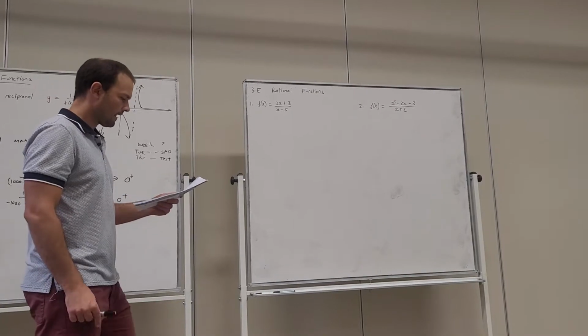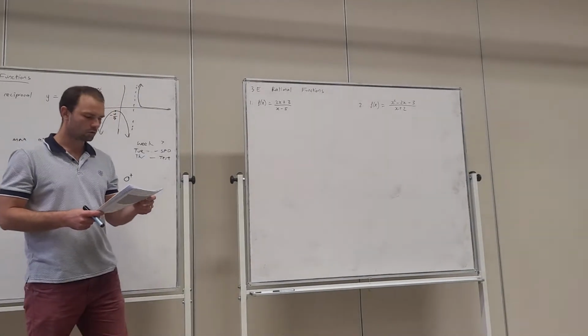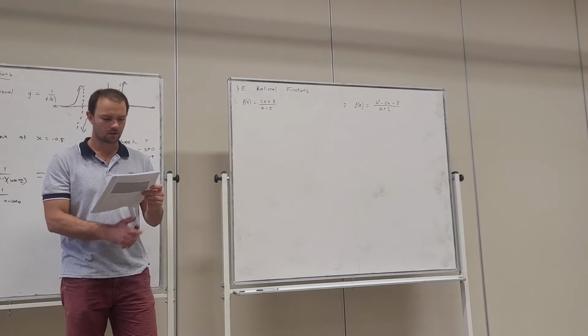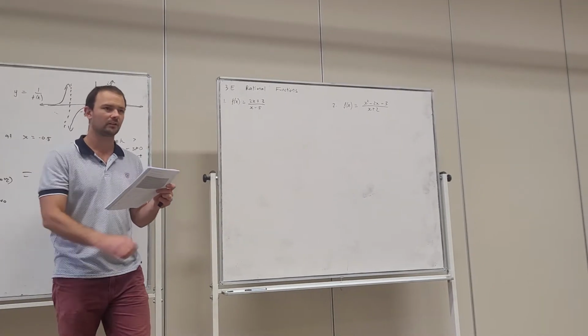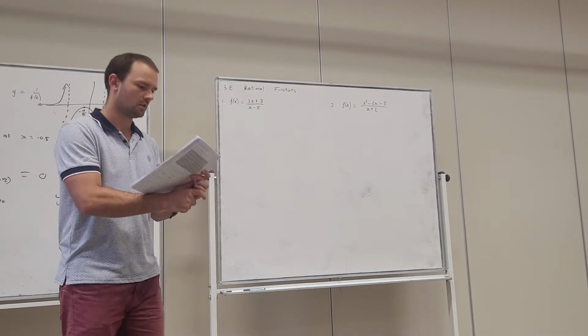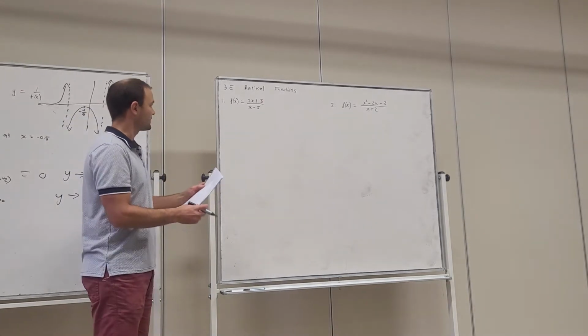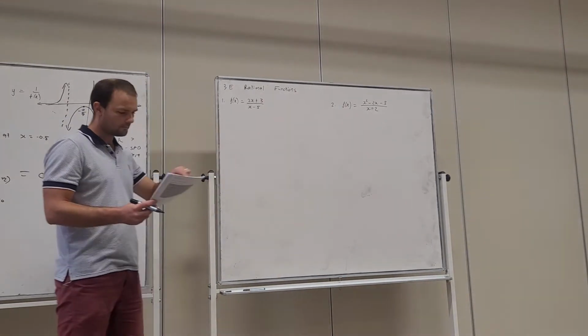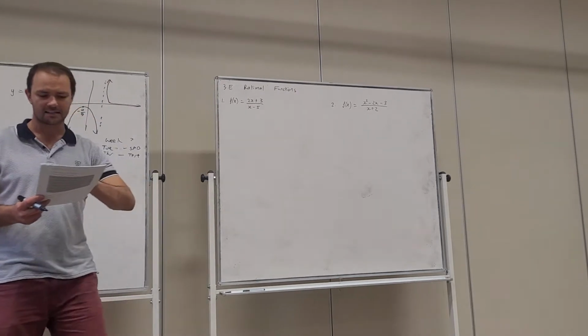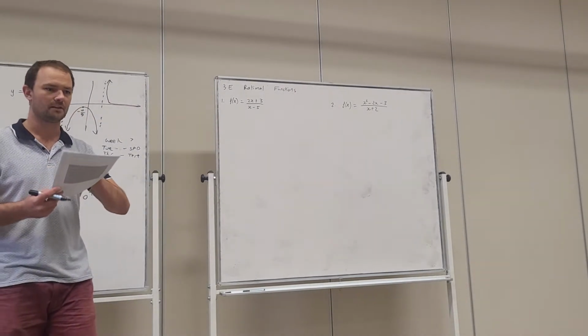Here, I'll do the first one. I'll answer the first two parts without a calculator, and then we'll graph the function on the calculator to graph it. Okay, so this is our function here, and the first part says, find the asymptotes and discuss behaviour near them.